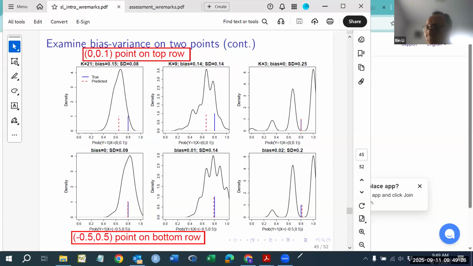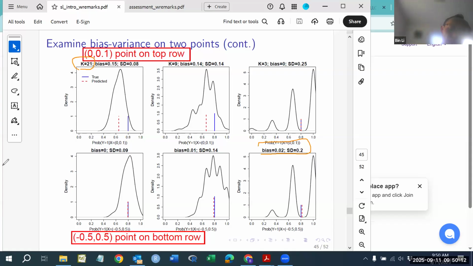For the bottom row, it's slightly different because the bottom row, remember, is an easy data point. So even if we have a very large k, that means the model is simple, the bias is still 0. Why? Because that's an easy point. Even for the simple model, we can have a good prediction, right? However, when we further make the model more and more complicated, the bias actually goes in the reverse direction. The bias increases because it's too variable. So it's close to 0, but may not be exactly 0 because the variance is huge.